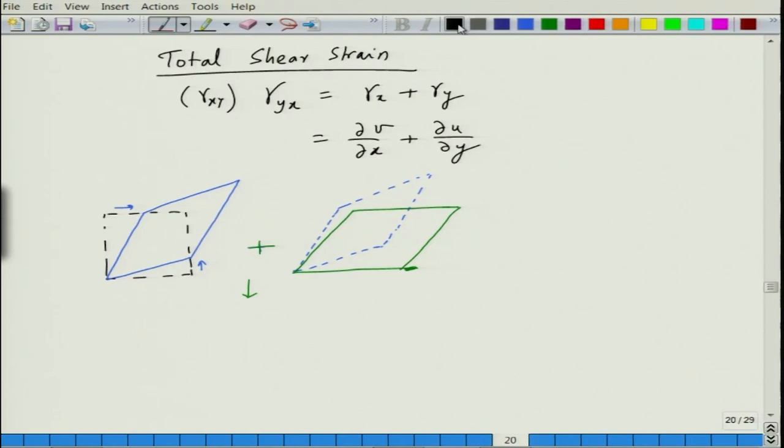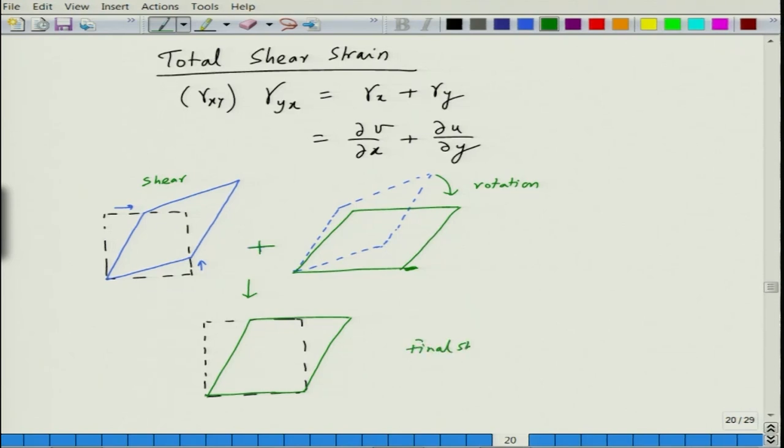So, you start with this shape and you end up with the green one. So, this is what we say is the shear and this will be rotation. So, this is shearing in this direction and this is rotating in this direction. So, we are combining the process of shear and rotation to the overall deformation that we see in the final shape, okay. So, that is why these two shear strains have to be added, one in the x and another in the y, they give you the net shear strain for a two dimensional body.